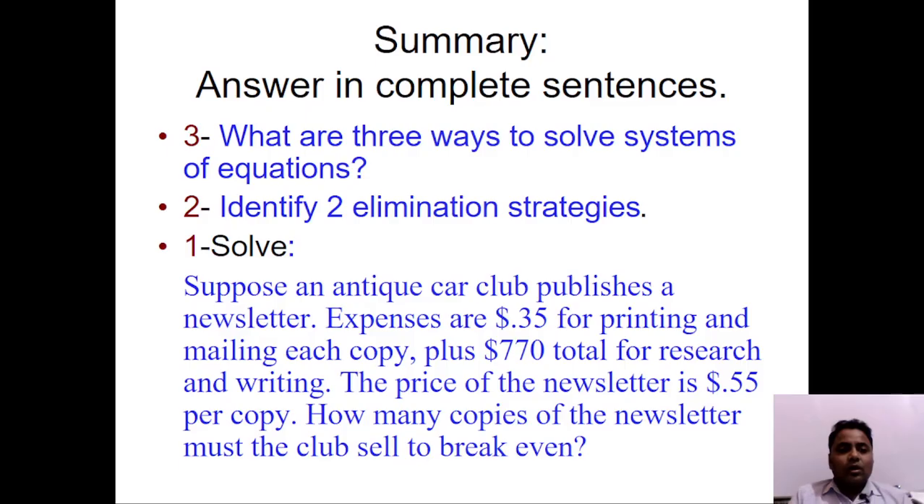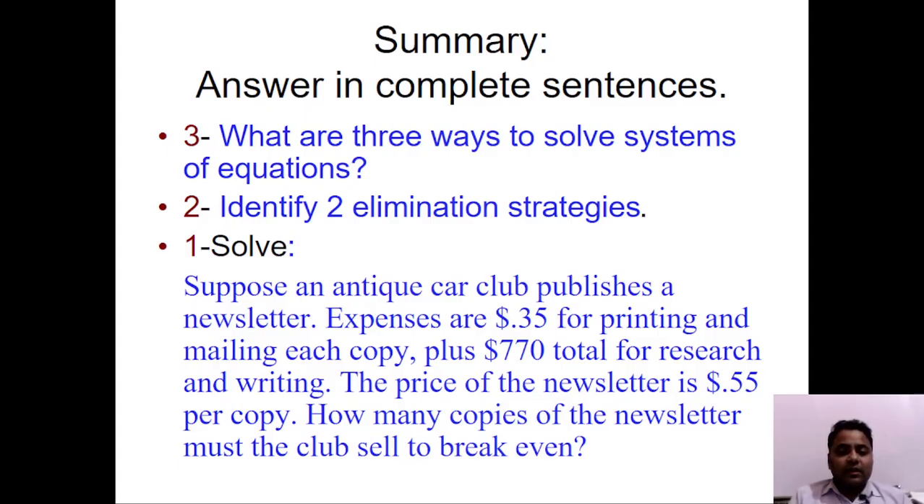3. What are 3 ways to solve a system of equations? You have to solve. Secondly, identify 2 elimination strategies. And first, solve.